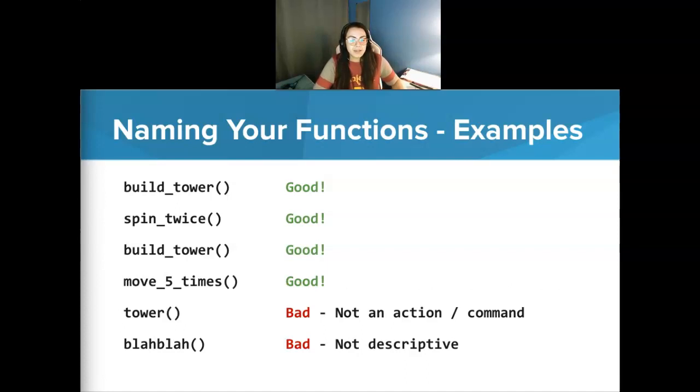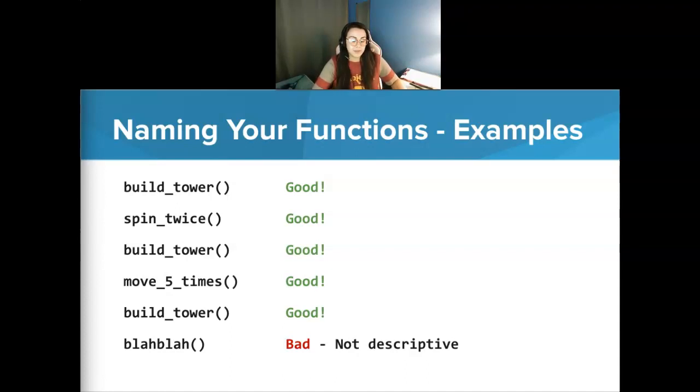The next one is tower. Now, it doesn't start with a number, there's not 2 words, but it's not an action or a command. So if we wanted to build a tower, then we should give that function the name build_tower. And the next one, blah blah.